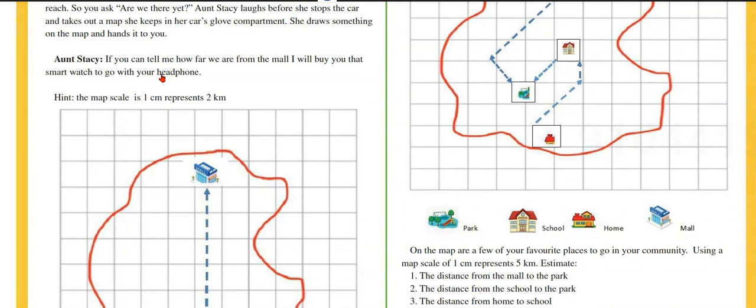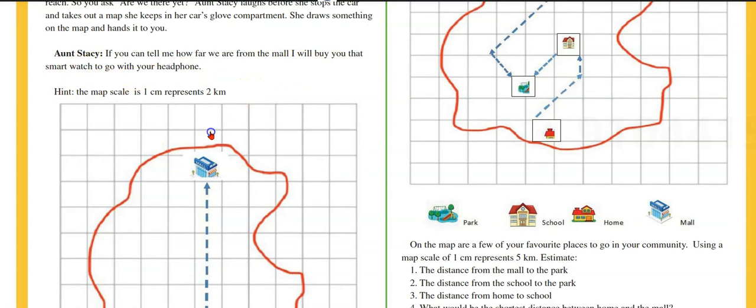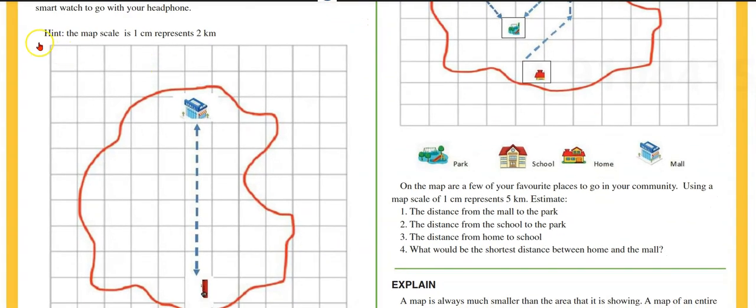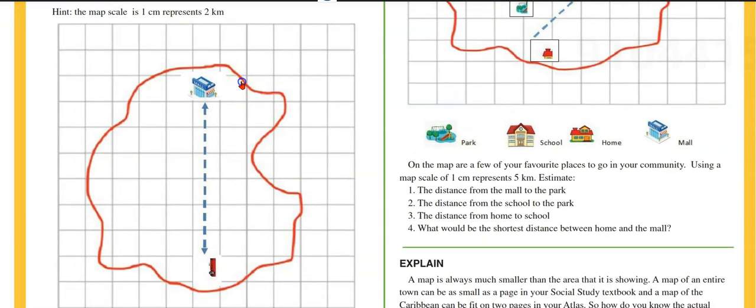Aunt Stacy says, if you can tell me how far we are from the mall, I'll buy you that smartwatch to go with your headphone. Let me read that again. Aunt Stacy says, if you tell me how far we are from the mall, I'll buy you that smartwatch to go with your headphone. Here's a hint. It says the map scale is 1 centimeter and that represents 2 kilometers.